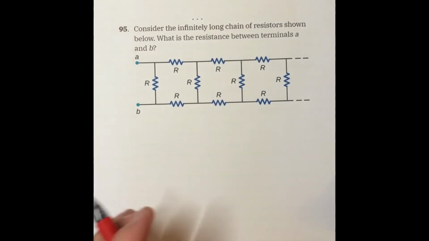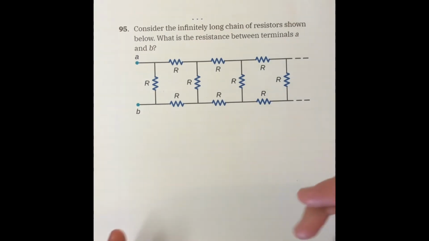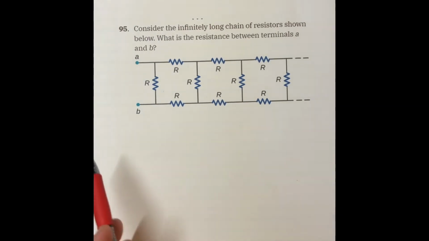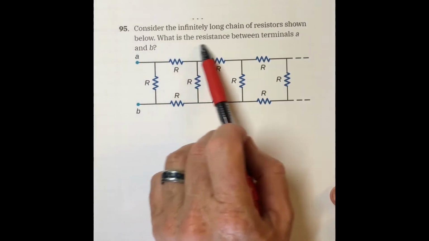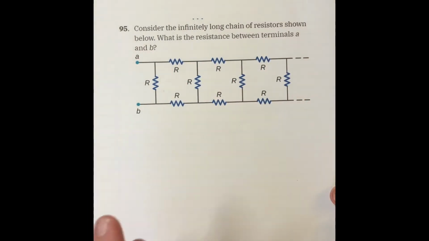thought I'd pick it. Now, I've got to admit, it's probably more of an important technique for the engineers than it is for the life scientist. But we do this a lot in engineering, and let me illustrate, because we often have a long chain or a long series of the same things. Like here it says, consider an infinitely long chain of resistors shown below. What is the resistance between each terminal?